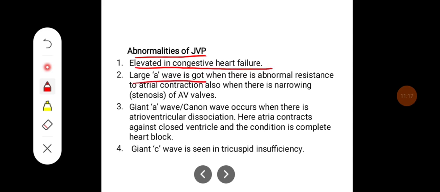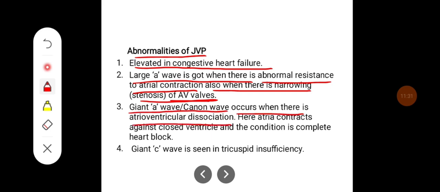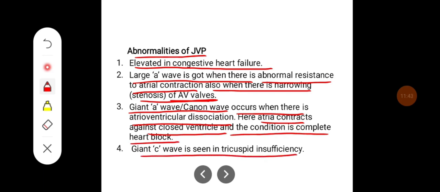A large A wave is got when there is abnormal resistance to atrial contraction, also when there is a narrowing of the AV valves. And giant A wave or cannon wave occurs when there is atrioventricular dissociation. Here atria contracts against the closed ventricle and the condition is complete heart block. The giant C wave is seen in tricuspid insufficiency.